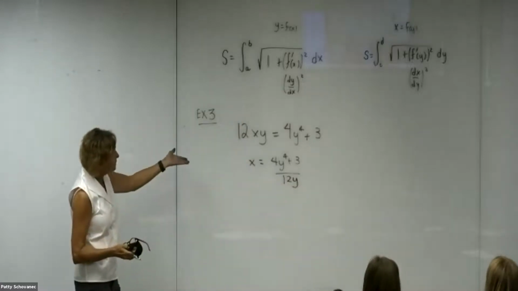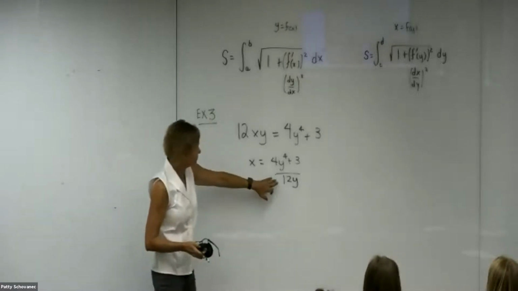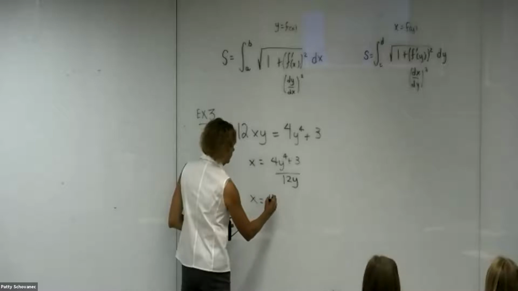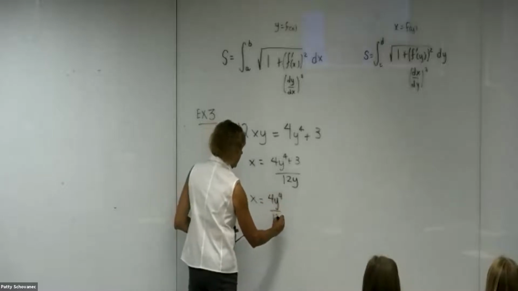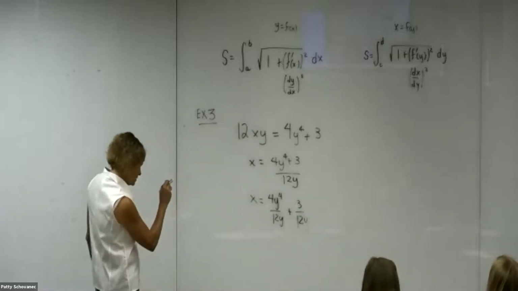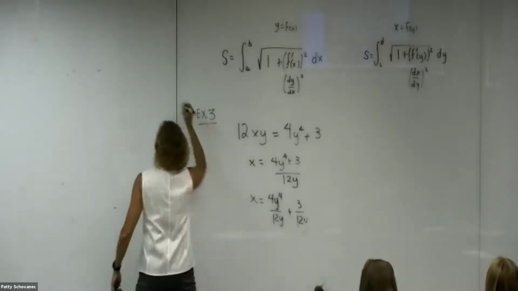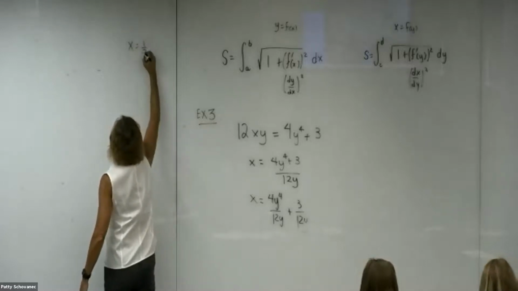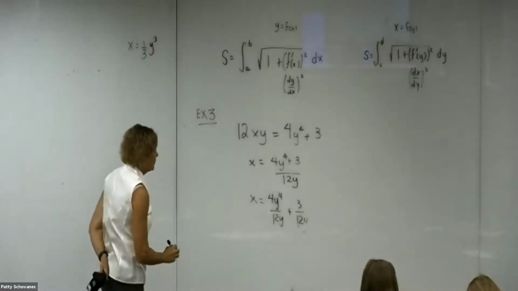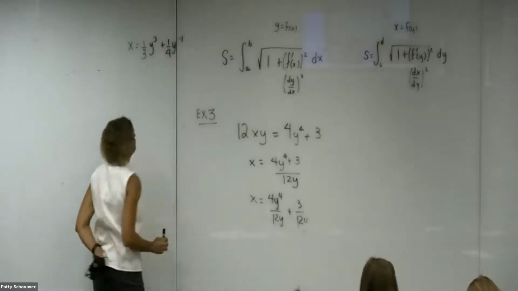I know eventually I'm going to need a y prime. I'm not so fond of doing the quotient rule, so since I just have a single term here, I'm going to divide that up into 2 fractions. So let's write x is equal to 4y to the 4th over 12y plus 3 over 12y, and simplify that. So that first term simplifies to 1/3 y cubed. And the other one simplifies to 1/4 y to the -1. And I wrote it as y to the -1 so I could take the derivative in the next step.